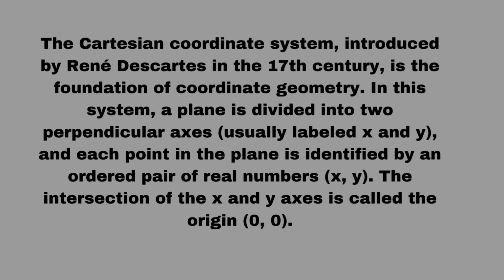The Cartesian coordinate system, introduced by René Descartes in the 17th century, is the foundation of coordinate geometry. In this system, a plane is divided into two perpendicular axes, usually labeled x and y, and each point in the plane is identified by an ordered pair of real numbers, (x, y). The intersection of the x and y axes is called the origin, (0, 0).